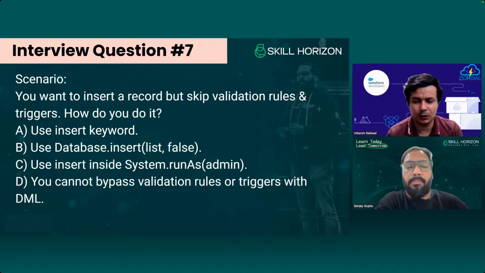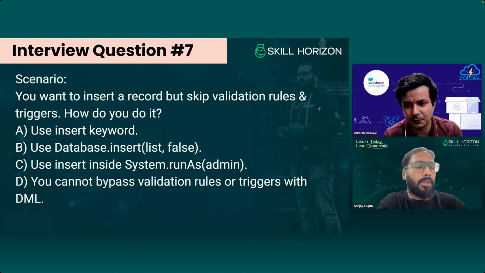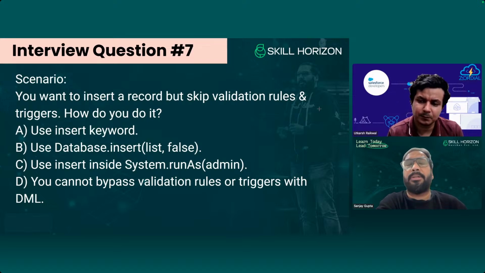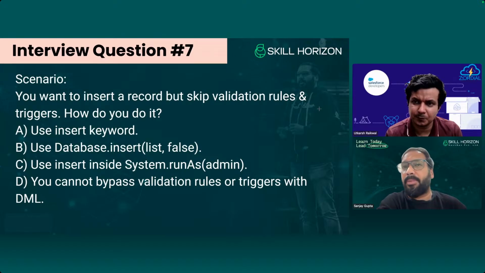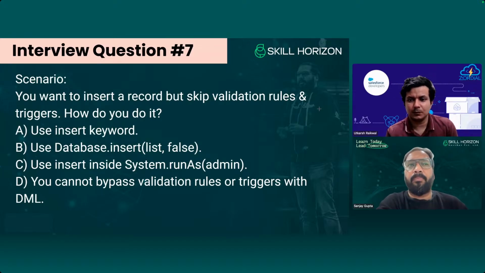And the one in the chat who said option C is correct: if you run as the admin, then you can bypass maybe a validation rule, but the trigger will run. So you can't bypass the triggers. But there is one thing through which we can control it: we can apply some checks in the trigger as well through custom setting or custom metadata type. Or in a validation rule also we can apply some check, like if the logged-in user profile is this, then we can bypass. So this way we can do.